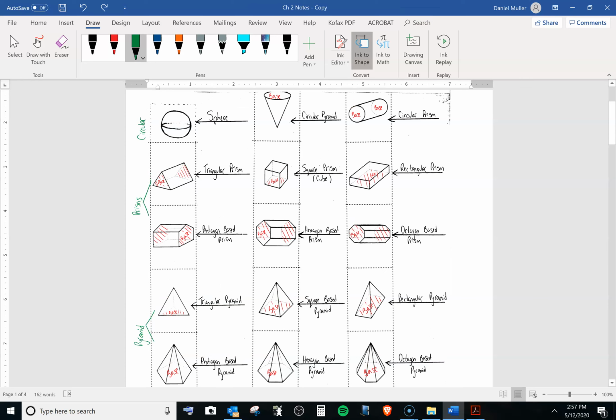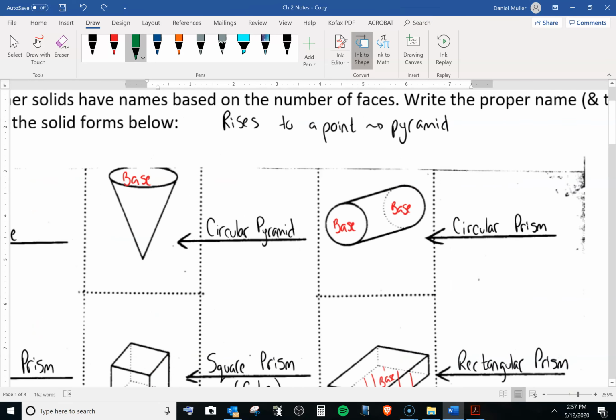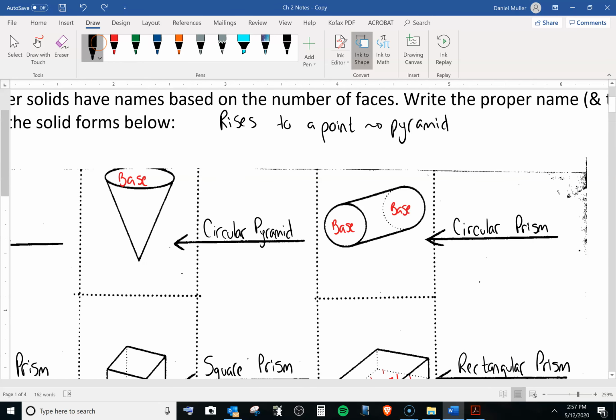So we might actually want to add those in here. For the circular pyramid, we also call that a cone. And the circular prism one, we call that a cylinder.